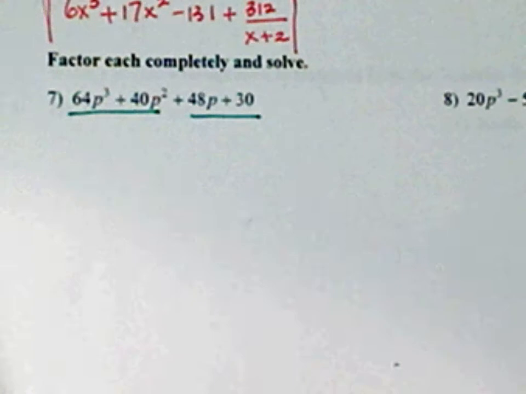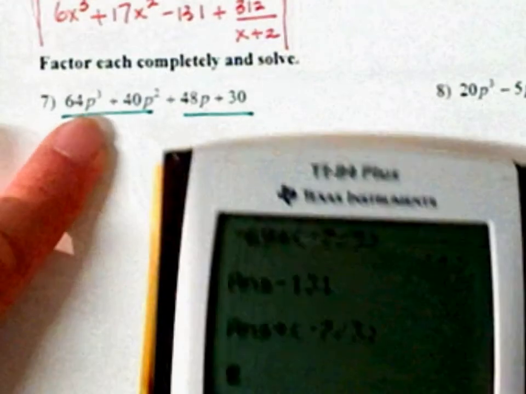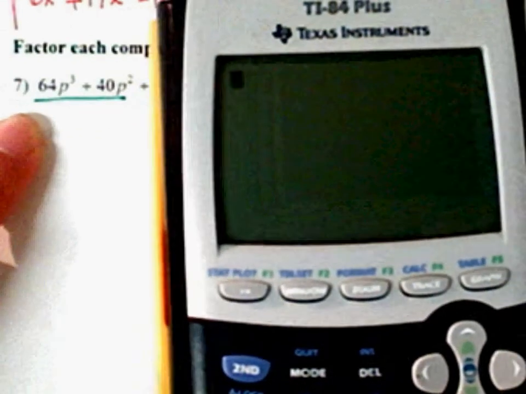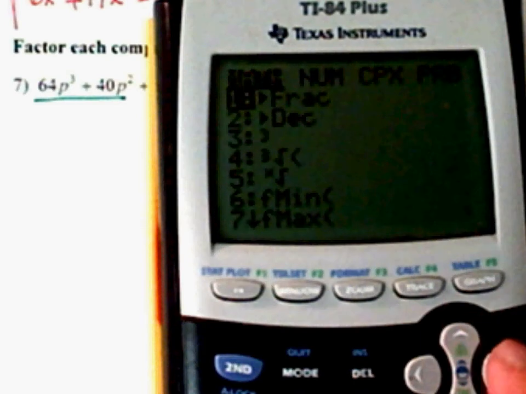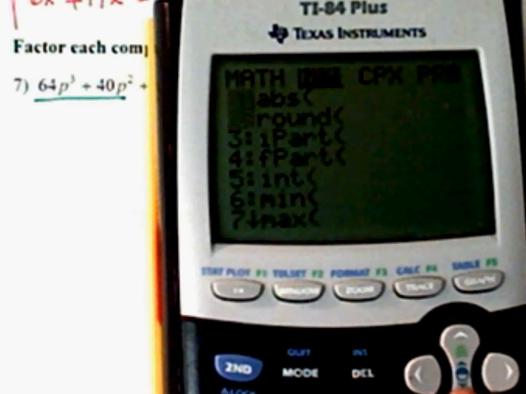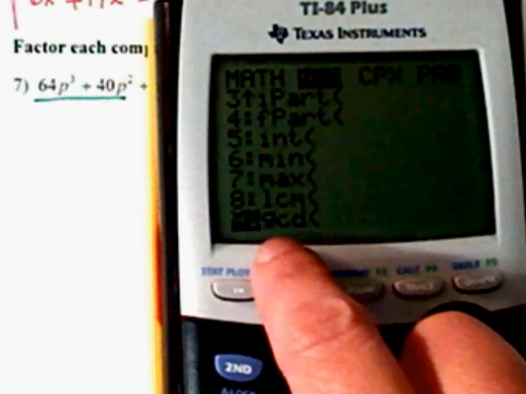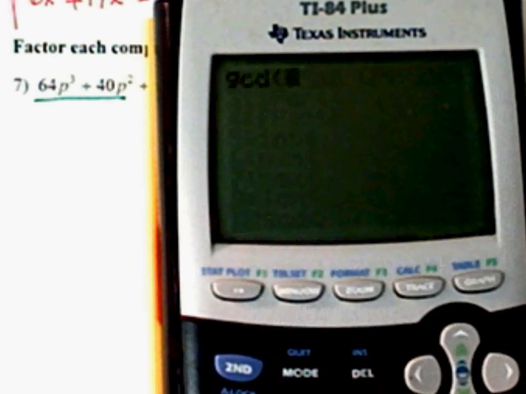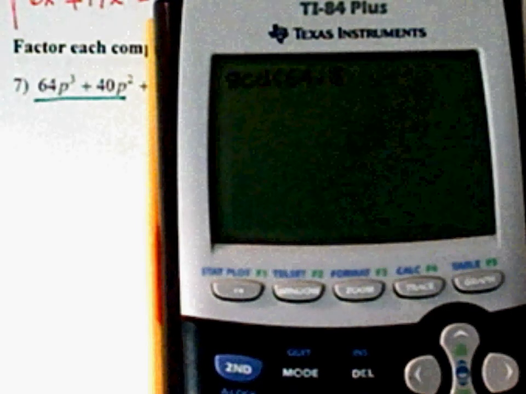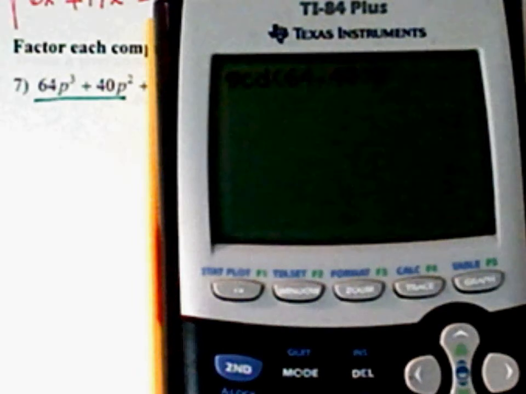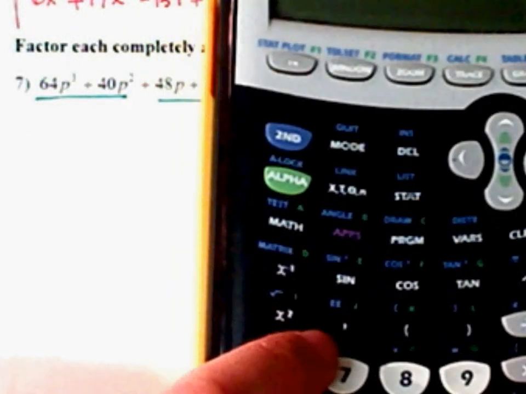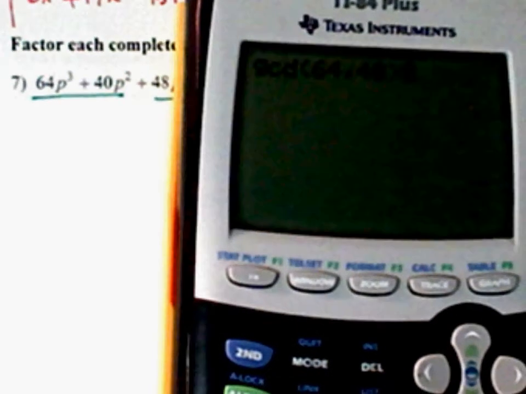Now let's take a look. What do these two have in common? If you don't know, you can use your calculator to help you. This only works for two terms. So if you hit math, right click to number, scroll down to 9, or you can hit 9. You see where it says GCD? Push enter. Type in 64. It doesn't matter if it's positive or negative, just make it positive. And then the other one is 40, just like that. The comma is above a 7, okay? So if you want to know where that comma is. And now you can hit enter.